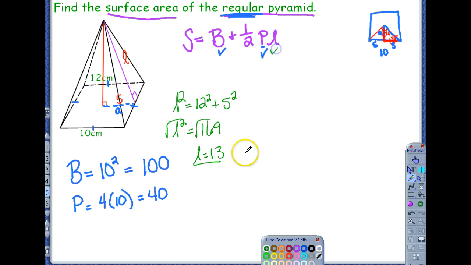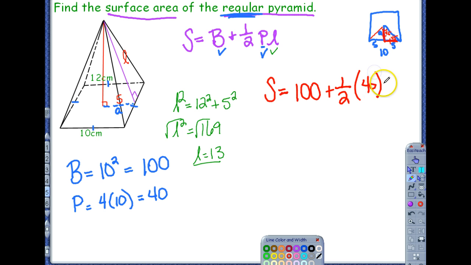All right. So now we have all of our parts. Can we go ahead and put these into the formula and then solve? Sounds good. So the surface area is going to equal the area of our base, which we said was 100, plus 1/2 the perimeter, which is 40, times our slant height, which was 13. If I simplify that down, surface area is equal to 100, half of 40 is 20, and 20 times 13 is 260.